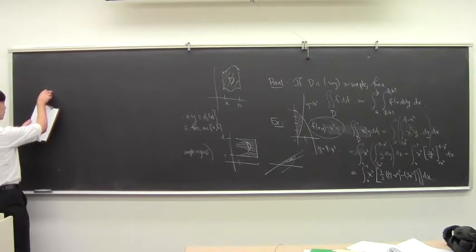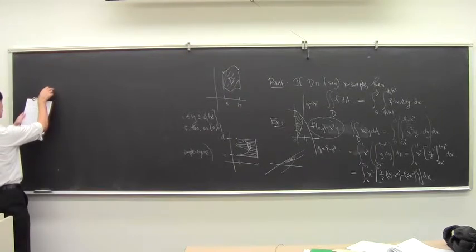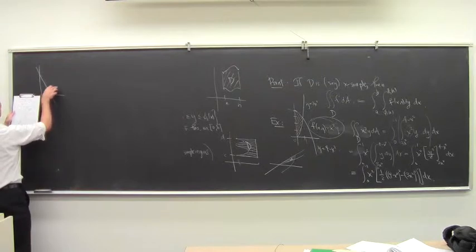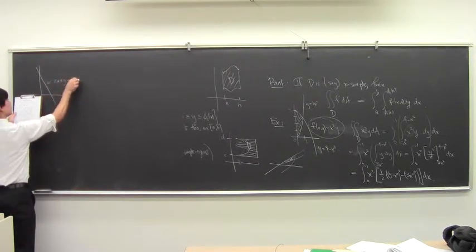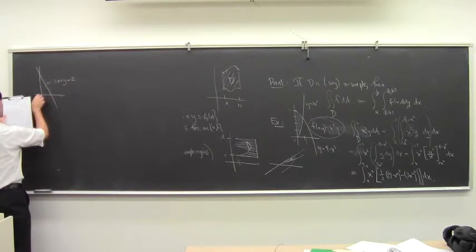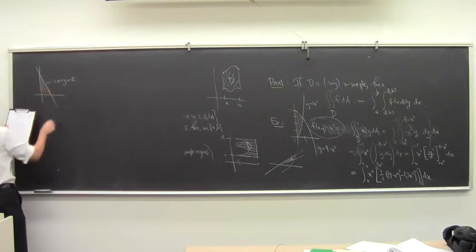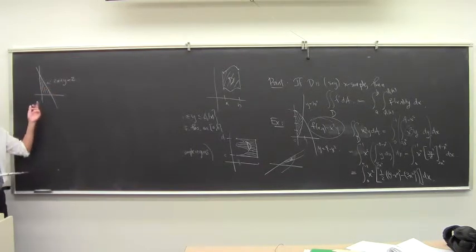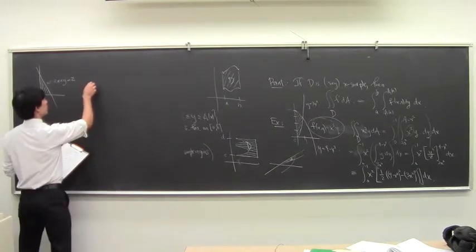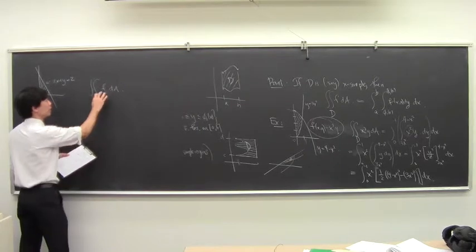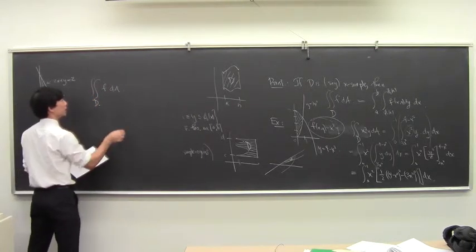So here's one. Maybe I'd like you to set it up. So here's the region, like this. This line here is 2x plus y equals 2. Okay. I want you to set up an integral. You have some function, it doesn't matter what the function is, it's just going to be f. You're integrating it over D.